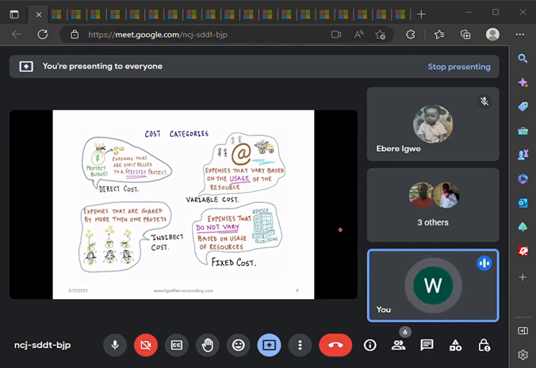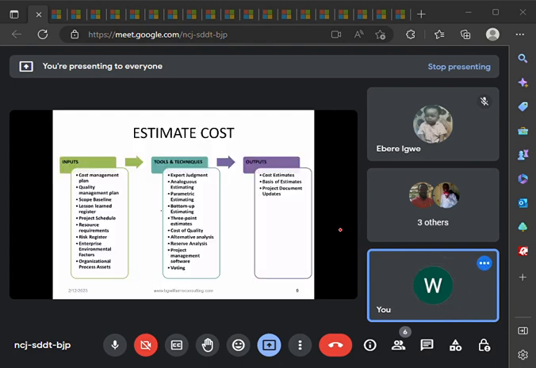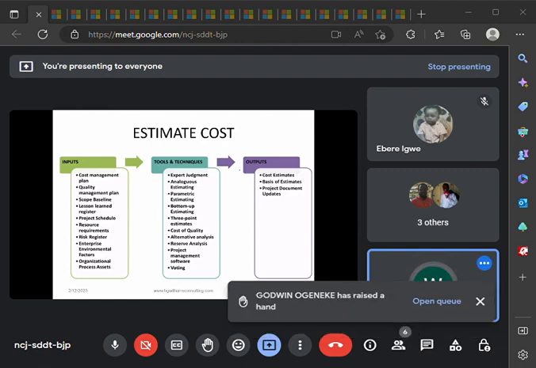It's very, very important. What do we want to achieve when we estimate cost? We want to have the cost estimate and the basis of estimate. The basis of estimate is how we arrive at the cost. You can still remember this. I think we explained this concept when we were talking about basis.